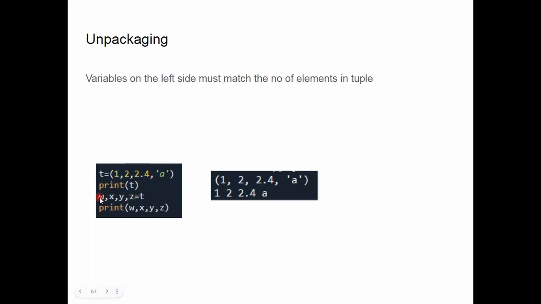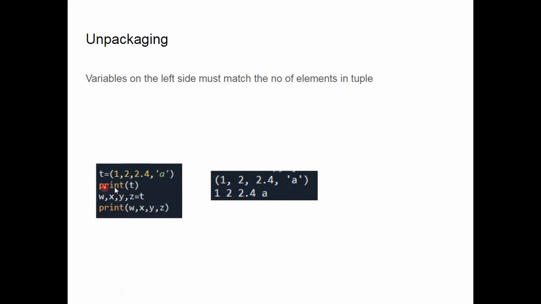So here W will contain 1, X will contain 2, Y will contain 2.4, and Z will contain 8. So this is called unpacking. T contains a package of 1, 2, 2.4 and 8. Then it will be distributed to W, X, Y, Z like that. So if you want to print the values of W, X, Y, Z, it is going to display them. So note down the difference in the notation.